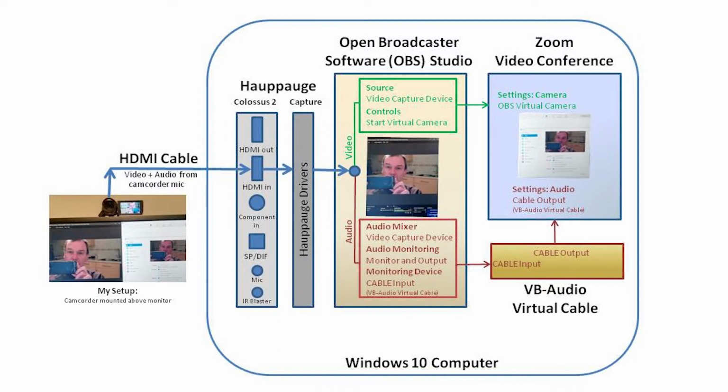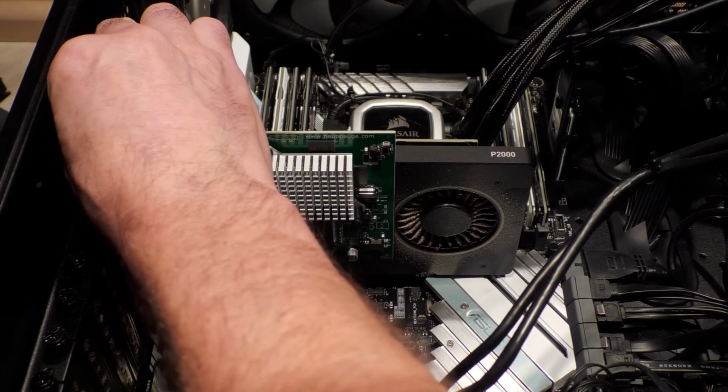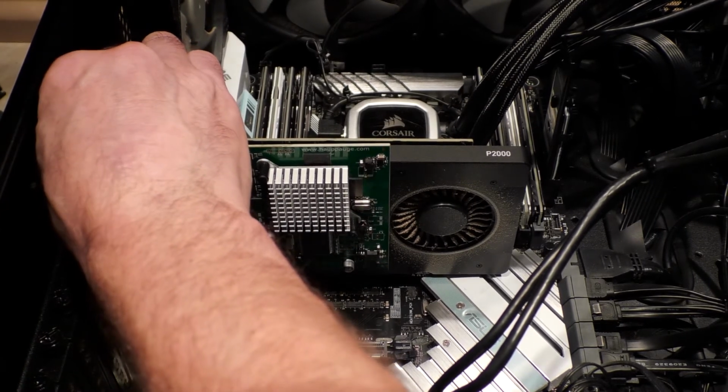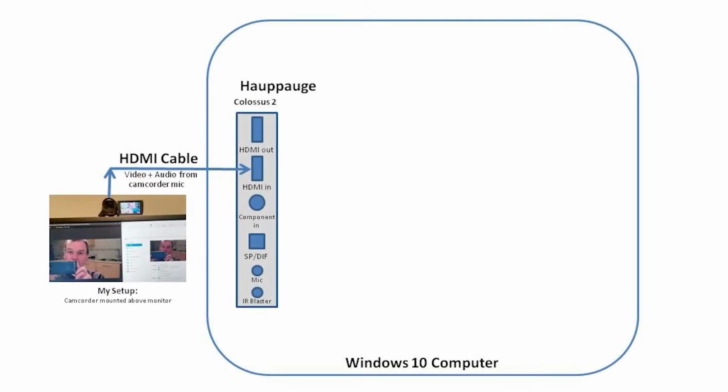The video will show you how to install each of the required components and set them up to provide a video and audio feed from a device connected to a Colossus 2 card. I've not tested it, but I believe that this setup will work for any Hauppauge PVR product that uses the Capture application. I've produced a separate unboxing video which shows how to install the card. Once installed, use an HDMI cable to connect your camcorder to the HDMI in port.